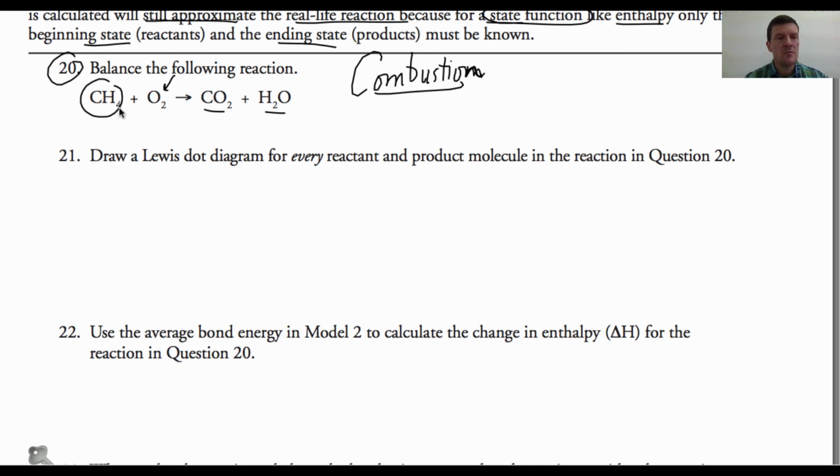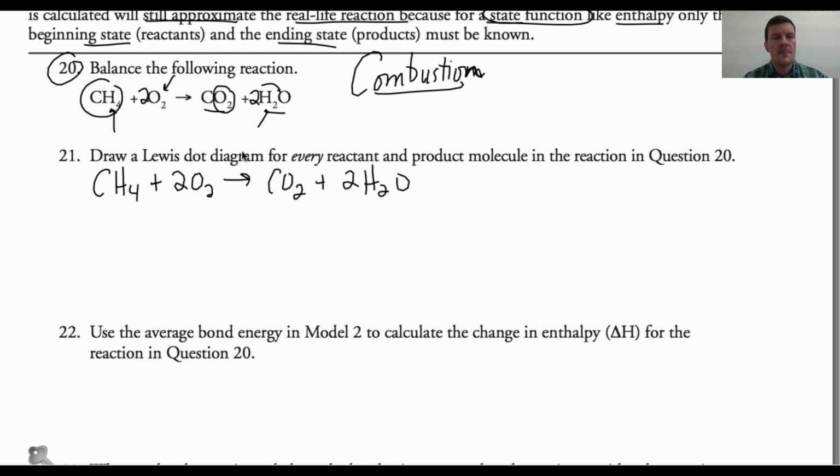I see I have the same number of carbons, but I've got 4 hydrogens, 2 here, so I'm going to double this. That gives me 2 oxygens and another 2 here. So that's a total of 4 on the right, so I'm going to have to double this to get 4 on the left. Okay? So it's CH4 plus 2O2. Remember, oxygen is diatomic. Yields carbon dioxide and 2 moles of water. Draw a Lewis dot diagram for every reactant and product.